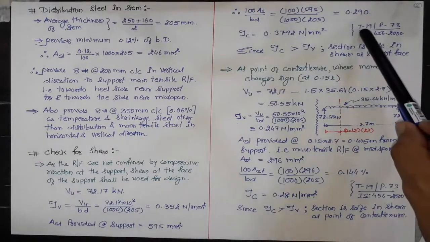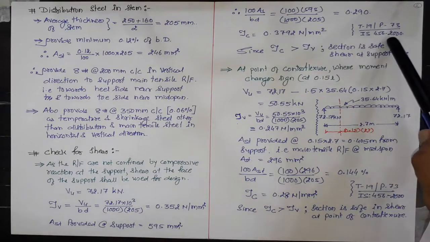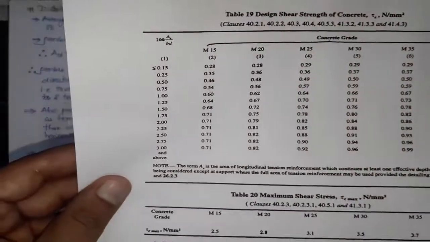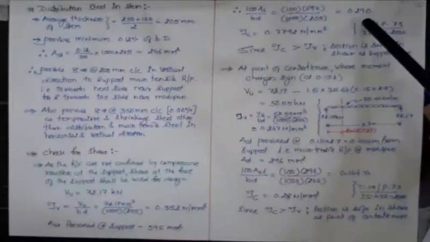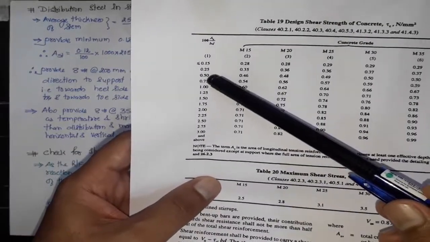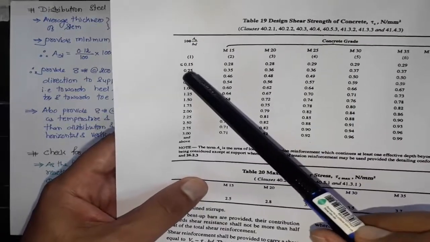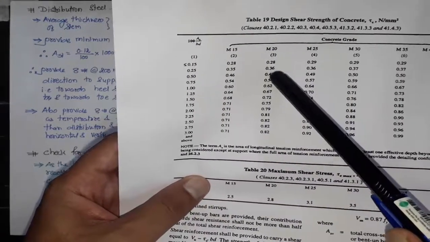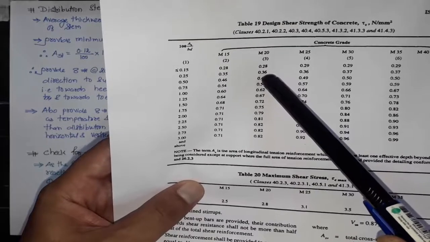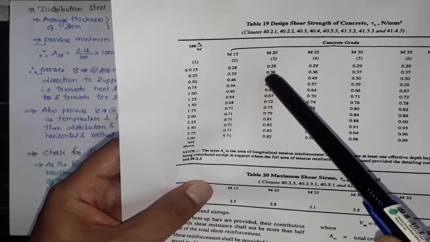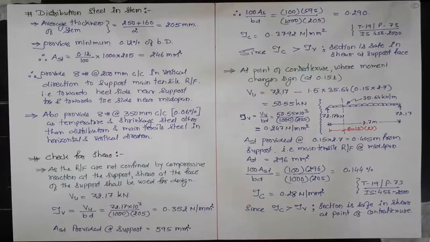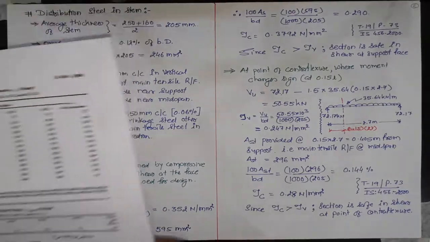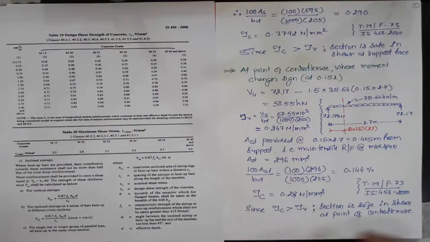Referring to Table number 19, page number 73 of IS 456. Here this is page number 73, Table number 19 of IS 456. We can see that 0.29, this is 0.29, lies between 0.25 and 0.5. For 0.25, the corresponding value for M20, the design shear strength of concrete, that is tau c, is 0.36, and for 0.5 the corresponding tau c value is 0. Now let's calculate this using a calculator.